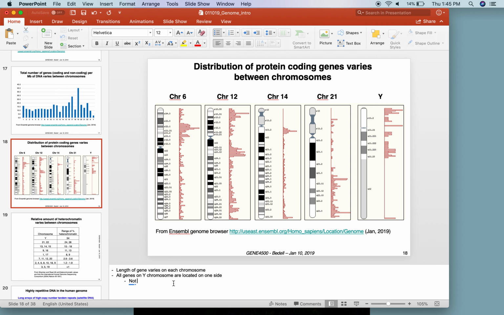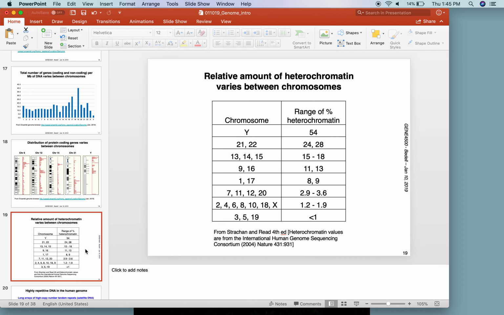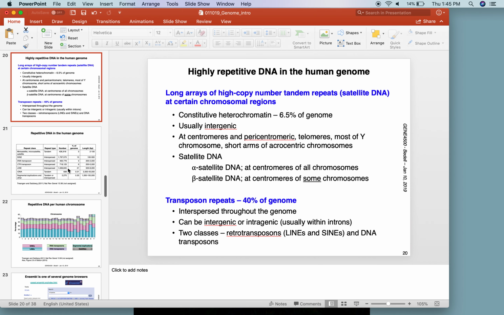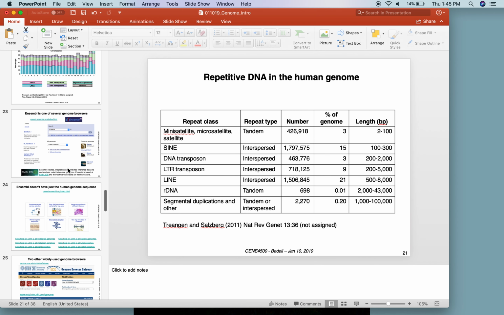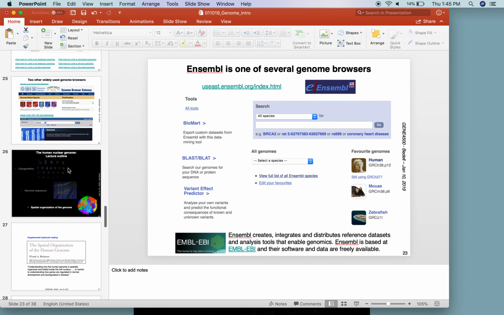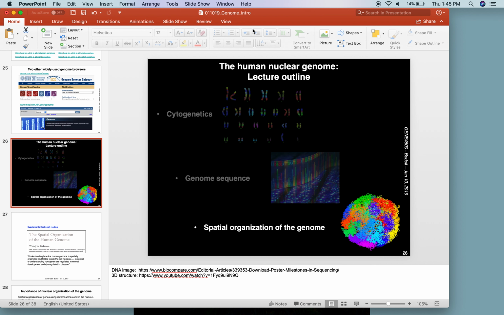And a few more statistics and things that you can read about. Repetitive DNA, just to give you an idea, you can take a look on your own. Examples of some of the browsers that are available if you wanted to look at them. And I think I'll just leave you to look at the rest of the slides on your own.